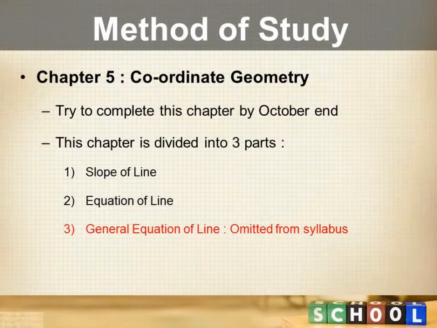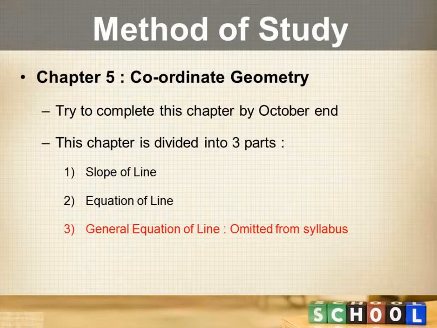Let's come to the month of October, the month of your terminal exam, and your second last chapter, that is chapter 5, coordinate geometry, which again you have studied in standard 9th. But the coordinate geometry which you're going to study now has a lot of equations, out of which some are being deleted. So let us see about this chapter a little more in detail. This chapter, if you see, has been divided into 3 parts. The first part tells you about the slope of a line, the second part tells you about the equation of a line, and the third part is about the general equation of a line.